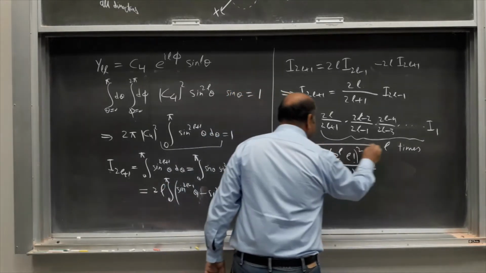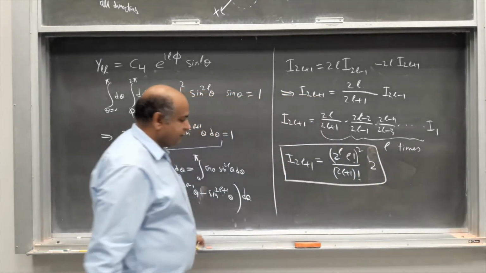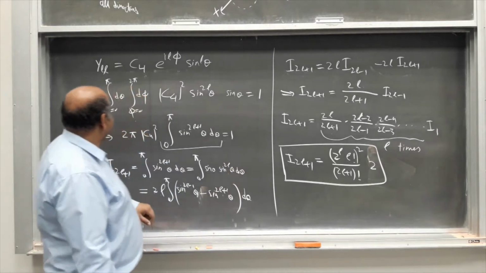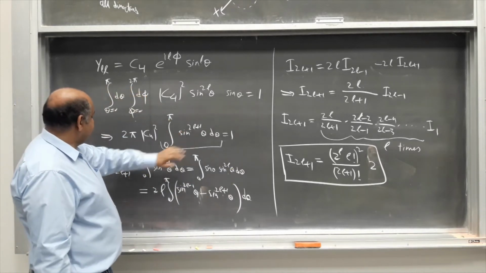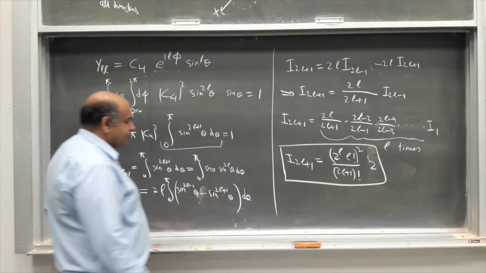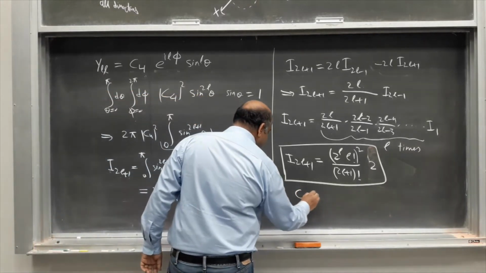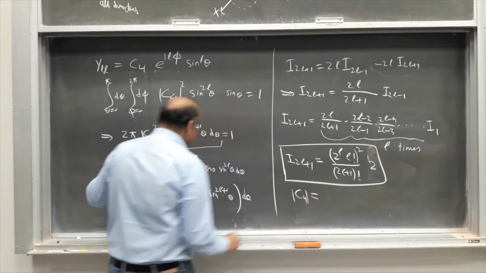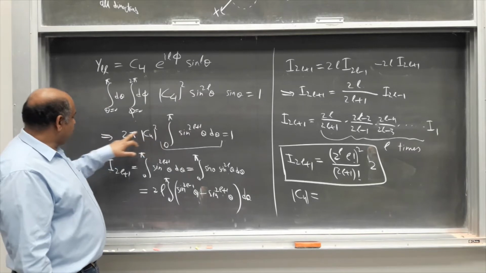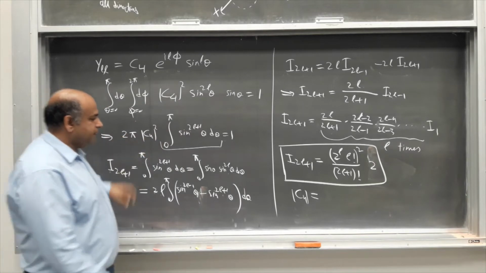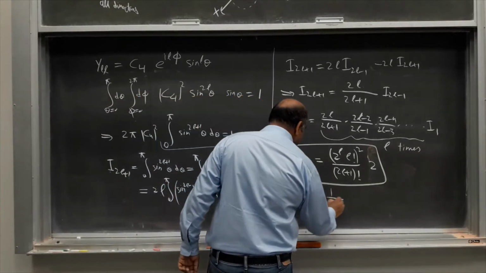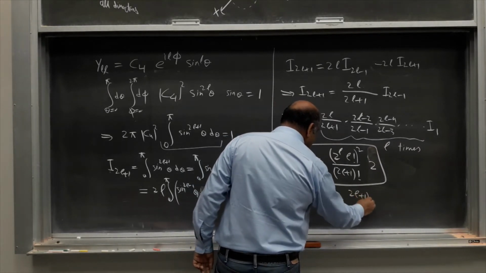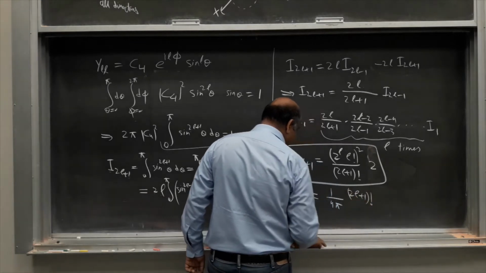So I am now able to get this integral. So we now have this integral, and our C4 magnitude is 2 into 2 pi, which is 4 pi, so that becomes 1 over 4 pi, 2L plus 1 factorial.